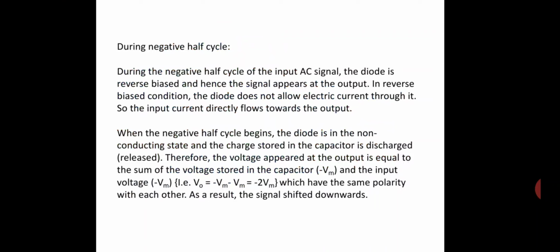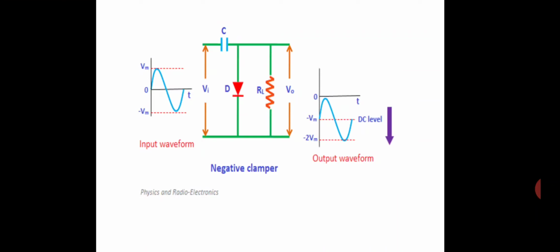During the negative half cycle of the input AC signal, the diode is reverse biased and hence the signal appears at the output. In reverse bias condition, the diode does not allow electric current through it, so the input current flows directly towards the output. When the input is the negative cycle, the diode is reverse biased, and in reverse bias condition the diode works as an open circuit.